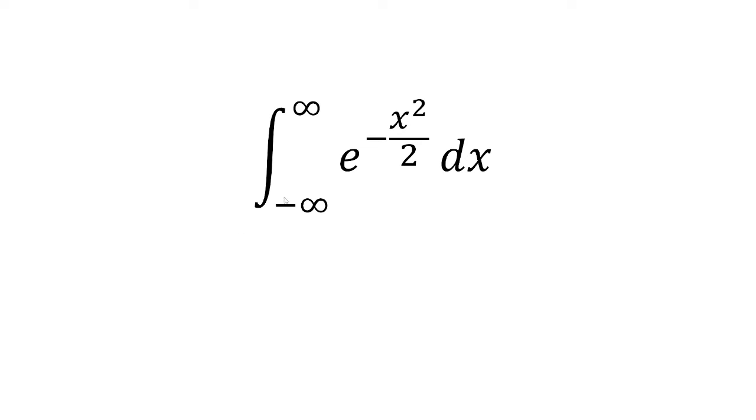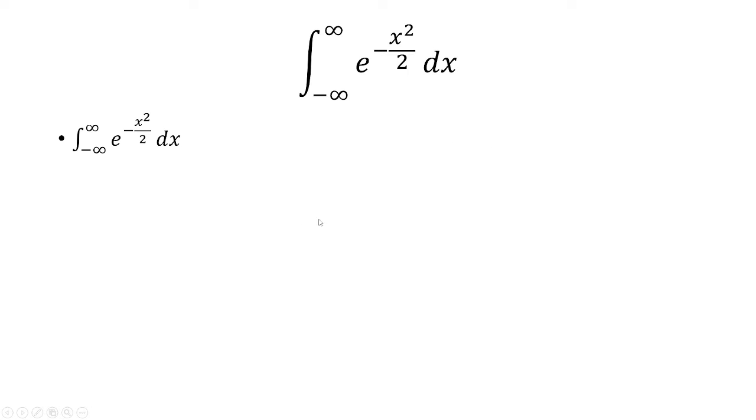In this video, we want to find the integral from negative infinity to positive infinity of e to the negative x squared over 2 dx. So let's let I equal this integral, and we're going to square both sides. So when you square both sides, you technically have I squared equals the integral from negative infinity to positive infinity of e to the negative x squared over 2 dx, and the same thing, the same integral.